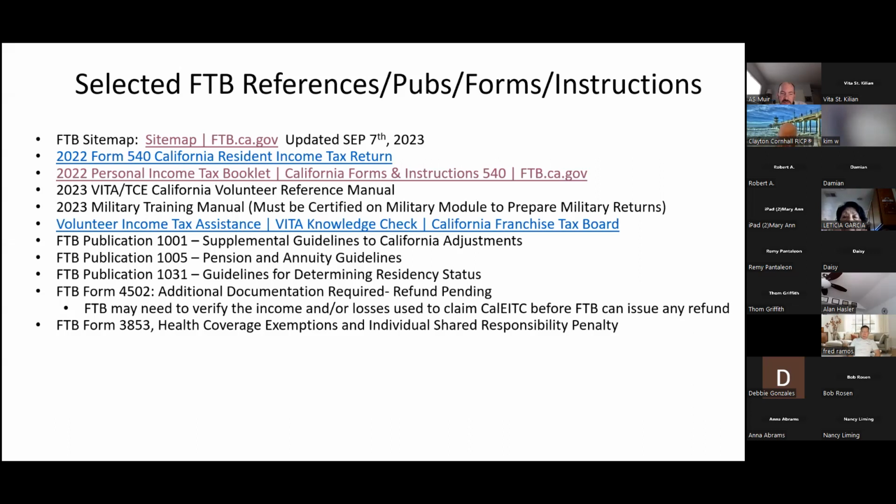And then what happens is, because this is a mandatory thing with the state of California, if you don't have health insurance, then you have to obtain an exemption. And if you cannot obtain an exemption, then you have to pay that California individual share responsibility penalty. Which for some people, probably not VITA clients, but for some, it's going to be significant.